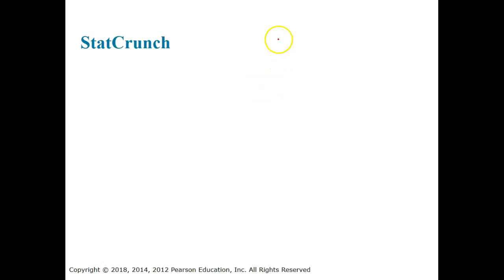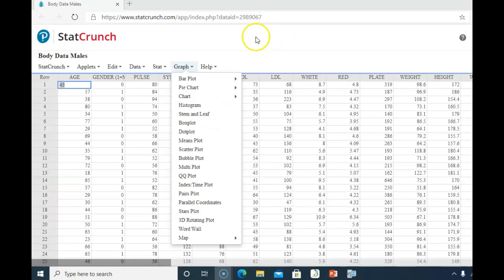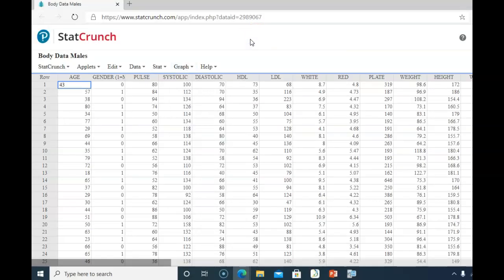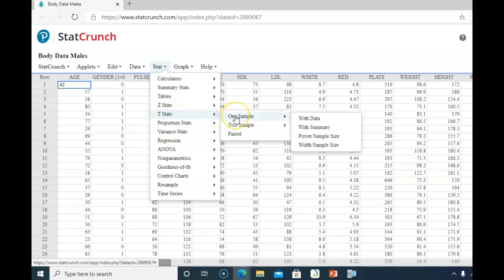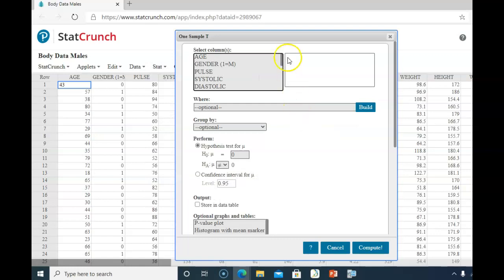Okay, I'm going to show you very quickly how to do this on StatCrunch. Okay, so I'm over here in StatCrunch, and I've pulled up some body data for males just to demonstrate here. So if you go to Stat and then you're going to choose between Z-stats and T-stats. So since this is a sample that we're working with, and we don't know the population standard deviation, I'm going to do T-stats, and I'm going to choose one sample. And since I have data, I'm going to choose with data.